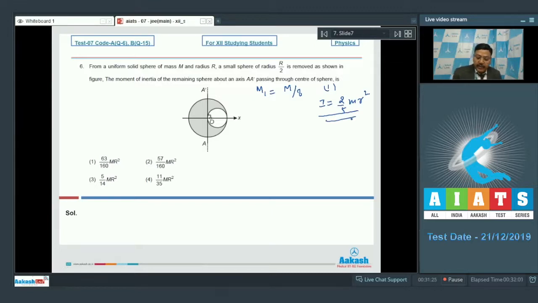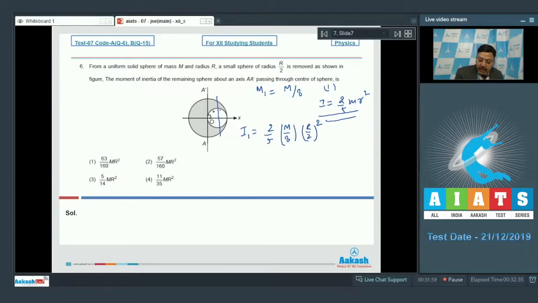So what is the moment of inertia of this sphere about axis A dash A? If I call that I1, then I1 about A dash is going to be equal to, we apply this result, so it's 2 by 5. The value of m is m by 8, and the radius is r by 2, so it's r by 2 whole square. But this is only about its own diameter, which is parallel to the axis A dash.